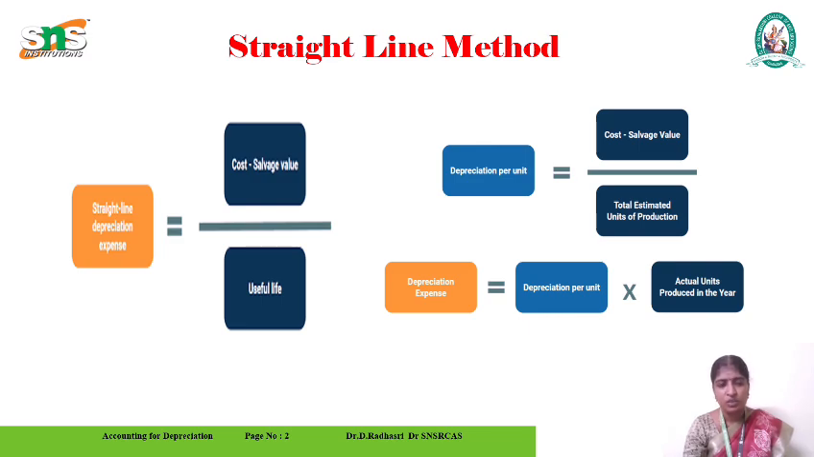It is taken as the straight line method of expense. Based on the cost, the salvage value and the useful life, the depreciation per unit is worked out from the actual cost of the product, the total estimated units produced, and the cost salvage of the goods.